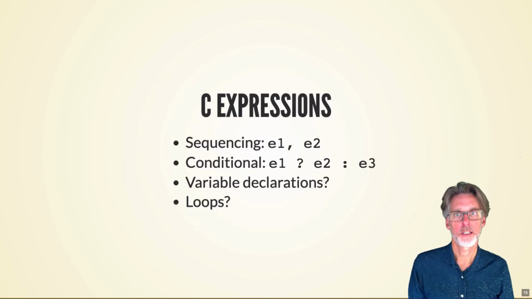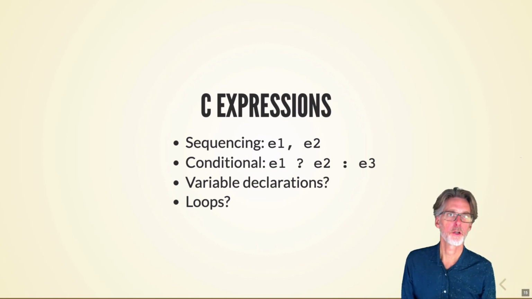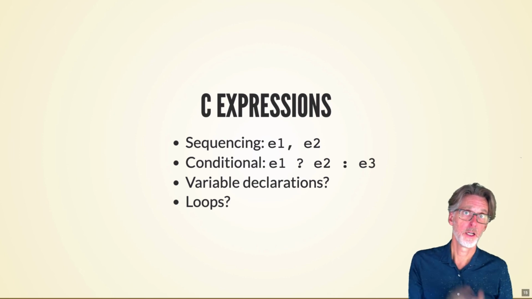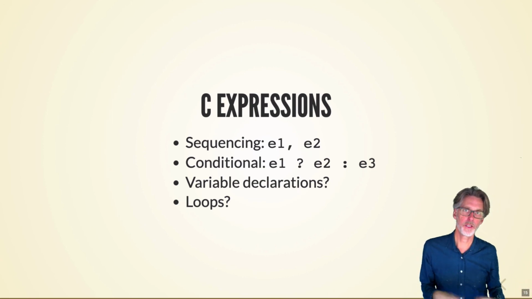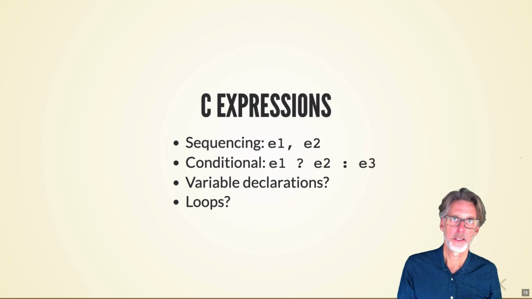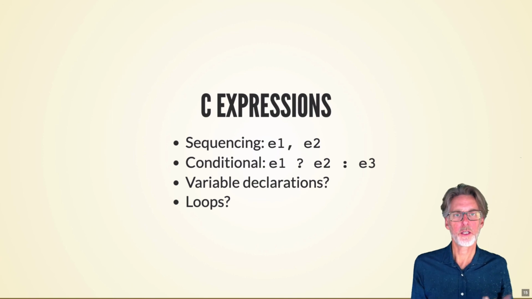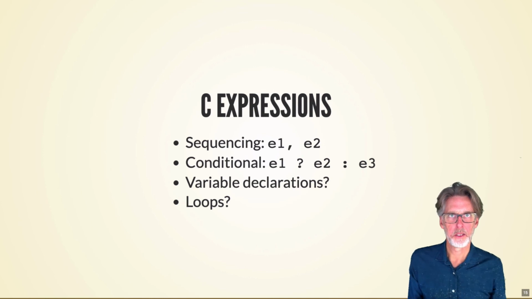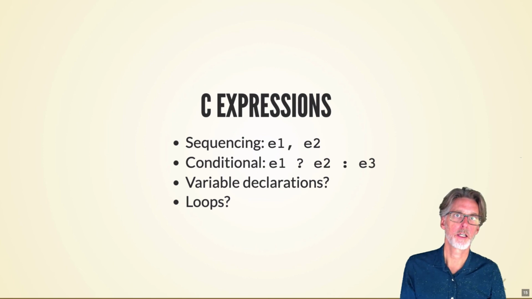So in summary, C has several features in the expression language, which we also see in the statement language. The ability to sequence multiple expressions, the conditional, using the ternary operator. But the expression language in C is still impoverished. We don't have the ability to declare variables. Do we have the ability to do loops? Well, the only way you can do that is by writing recursive functions. And that's actually the normal way to do looping behaviors in a functional language.